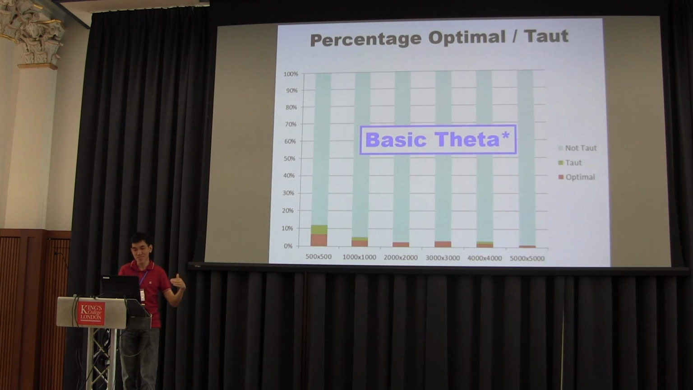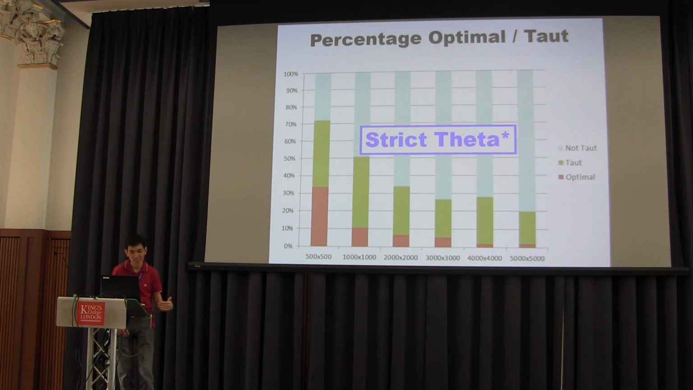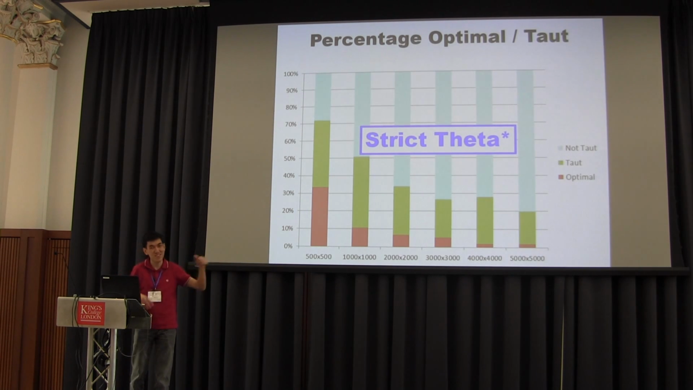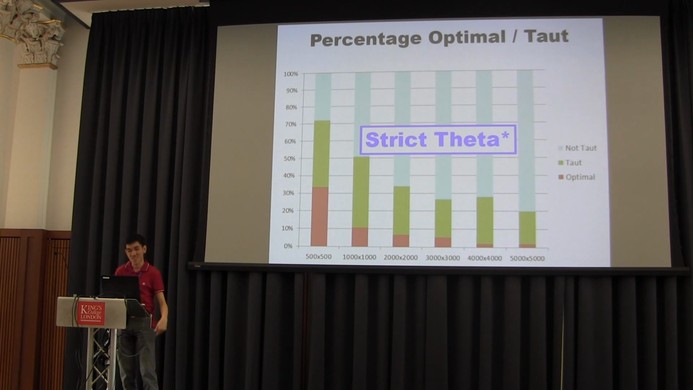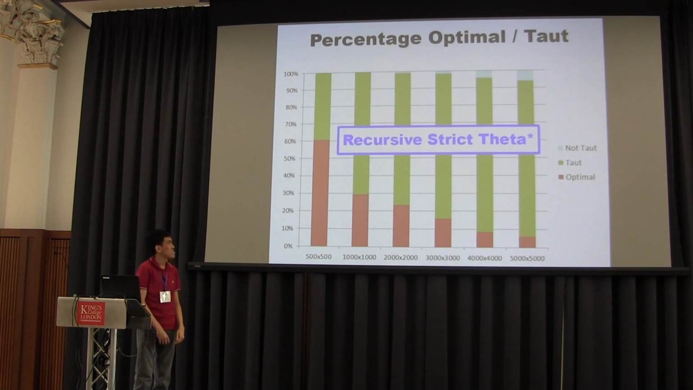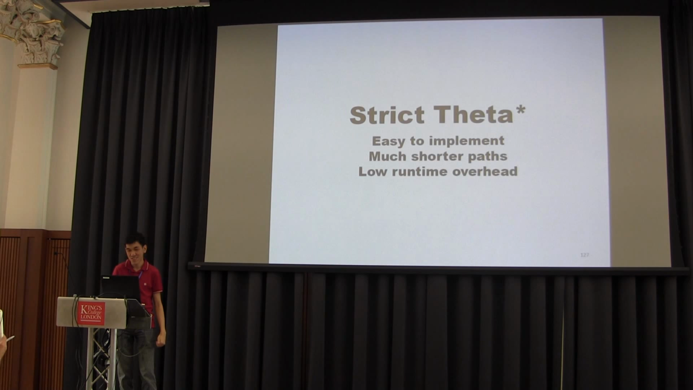So basically, Theta Star looks something like this, and Strict Theta Star looks like this. A higher percentage of taut and optimal paths. As you can see, these are pretty large maps, and the larger the map, the lower the percentage, due to the law of large numbers and stuff like that. And with Strict Theta Star, almost all the paths are taut and pretty close to all of them are optimal. So that's what I can say about Strict Theta Star.